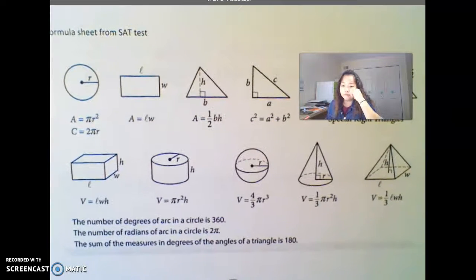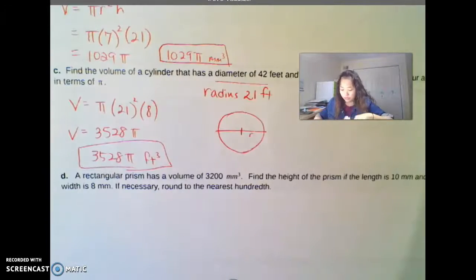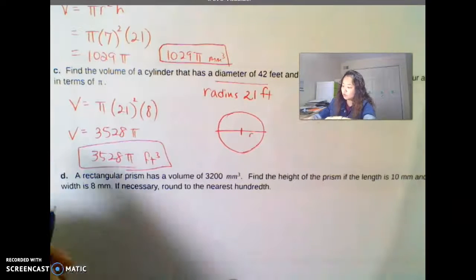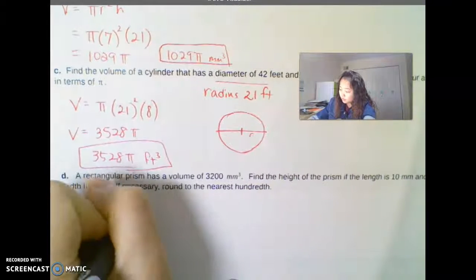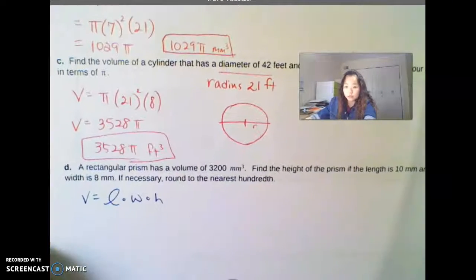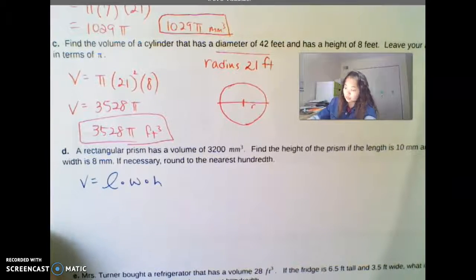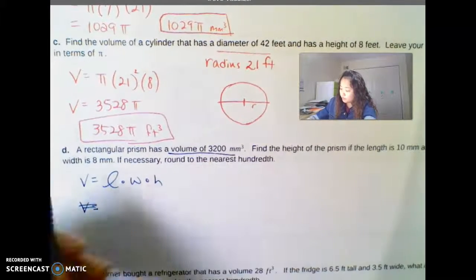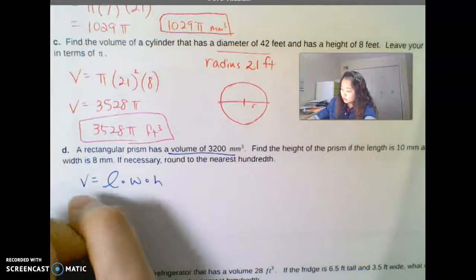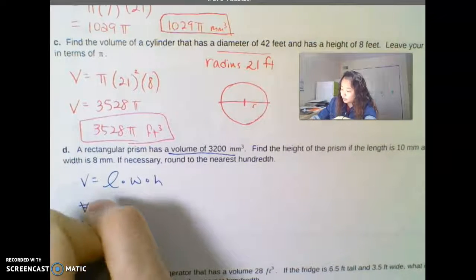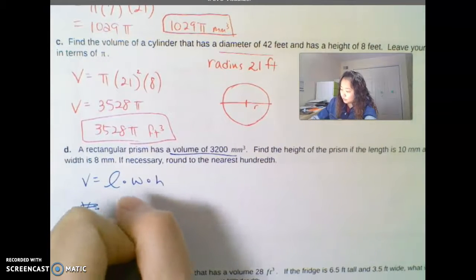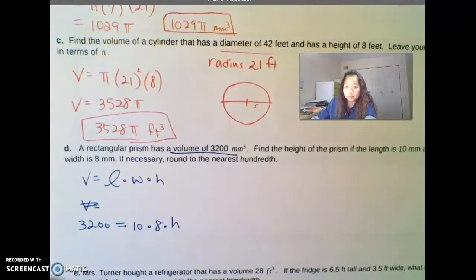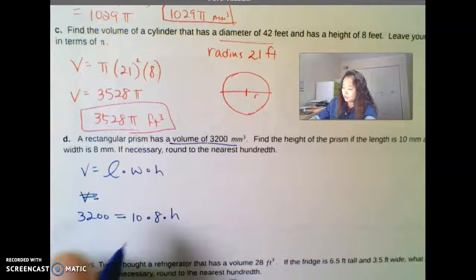Do you see how V is LWH? So that's the formula. So the volume is LWH. That's what it says from the SAT formulas. So, oh, wait, we know the volume is 3,200. Length, it says 10. Width, it says 8. We're looking for the height. Really, that's it. So how do we do this?